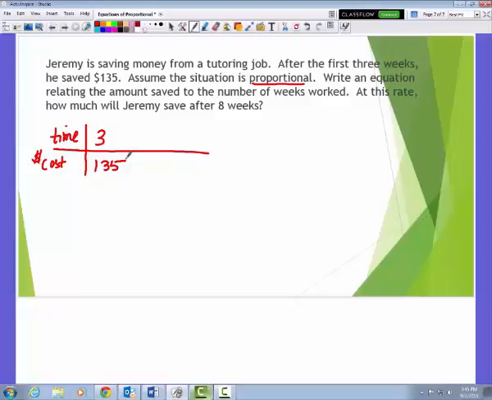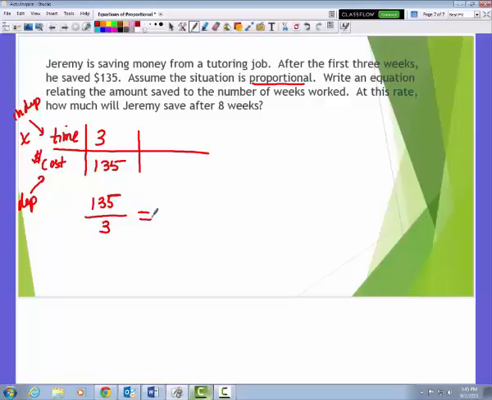Write an equation relating the amount saved to the number of weeks worked. At this rate, how much will Jeremy save after 8 weeks? Okay, let's take a look here. This time my independent variable, the one that never changes, is time, but the dependent variable is cost. It depends how much money he saves, depending on how long he's working. Okay, so since we know it's proportional, we just really need to find 135 divided by 3.